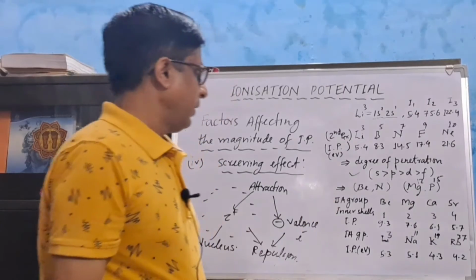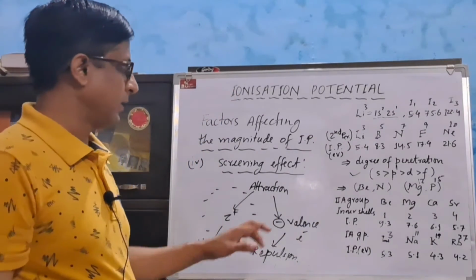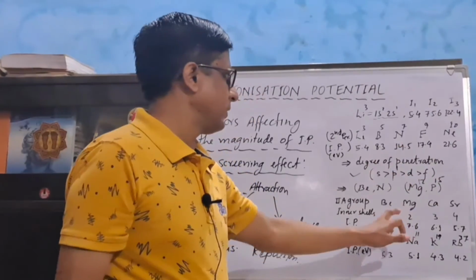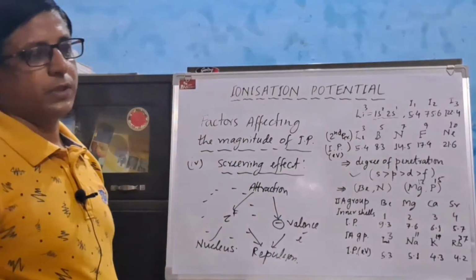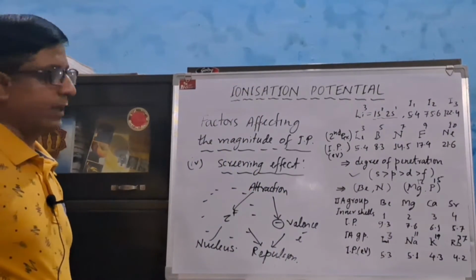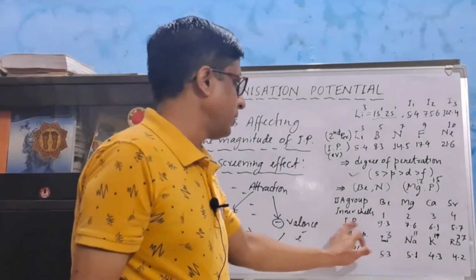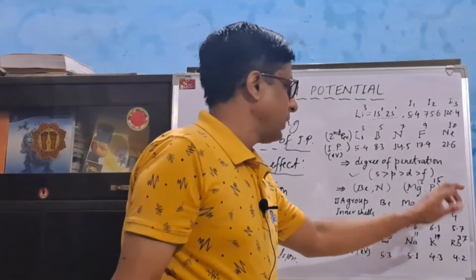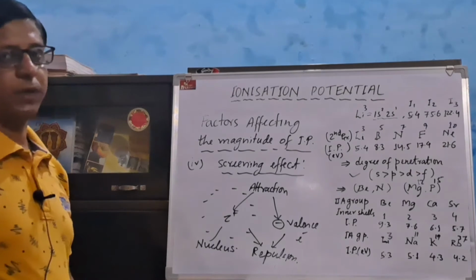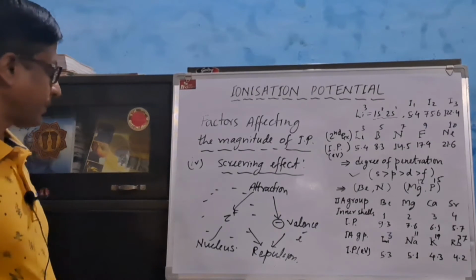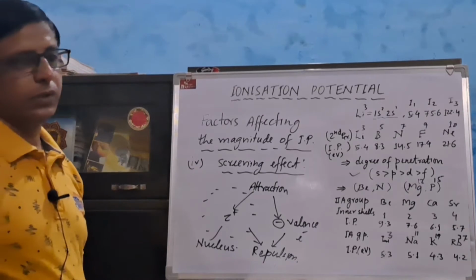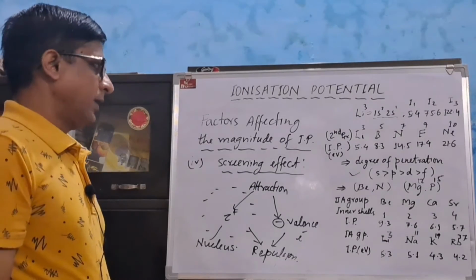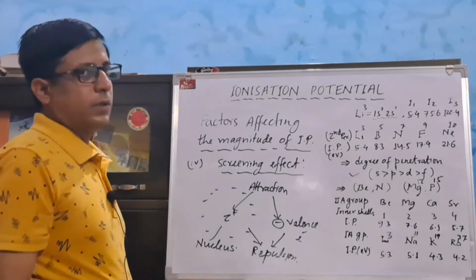For example, if we take second A group elements, beryllium, magnesium, calcium, strontium, then the number of inner shells increases 1, 2, 3, 4. Therefore, the net attractive force goes on decreasing. Therefore, the ionization potential decreases. Beryllium has ionization potential 9.3 electron volt, but strontium has ionization potential 5.7 electron volt. So the fourth factor is the screening effect of inner shell electrons. Due to this effect, the ionization potential decreases when we move down a group.